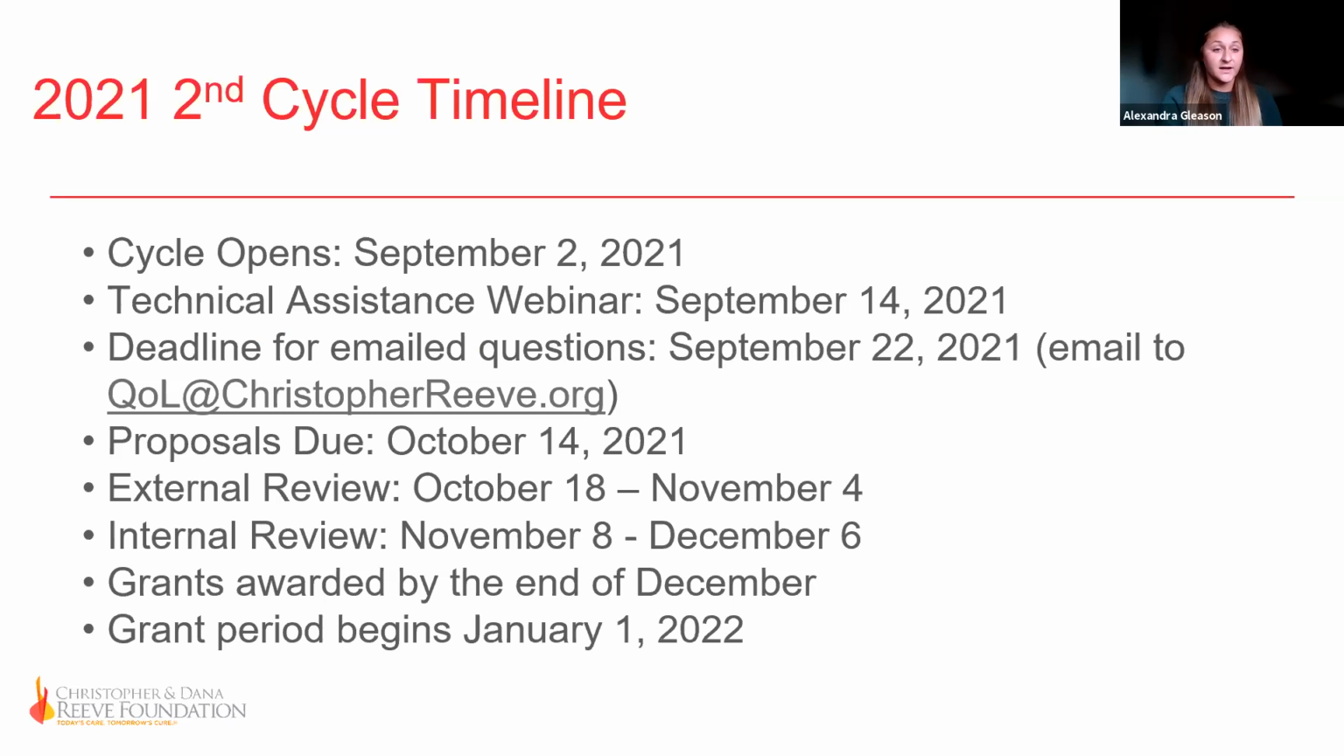So here's the timeline for this funding cycle. We will be accepting questions via email until September 22nd. You can email all questions to qol@christopherreeve.org, and we will add them to our FAQ, which will be uploaded to our website. Proposals will be due on October 14th, 2021 at 11:59 p.m. Eastern Standard Time. No exceptions will be made if you pass this deadline. We will review the applications with 2 separate review teams from October 18th until December 6th. Grants will then be awarded by the end of December, and the grant cycle will begin on January 1st, 2022.